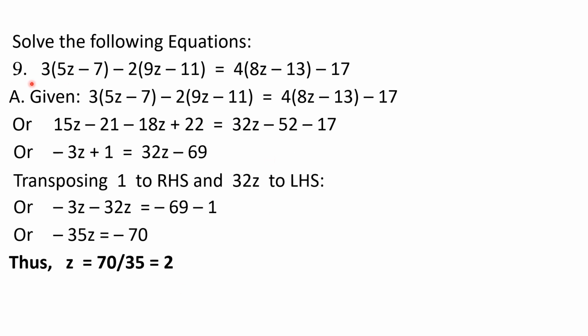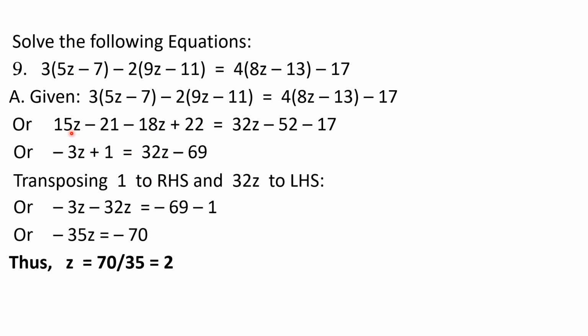Question number 9. So 3(5z - 7) - 2(9z - 11) = 4(8z - 13) - 17. As usual, we open the brackets first. 3 into 5 is 15, 15z. 3 into minus 7 is minus 21. So minus 2 into 9z becomes minus 18z. Minus 2 into minus 11 becomes plus 22, is equal to 4 into 8, 32z. Minus 4 into 13 becomes minus 52, and minus 17 is independent. It is outside the bracket, so be careful not to multiply 17 with 4.